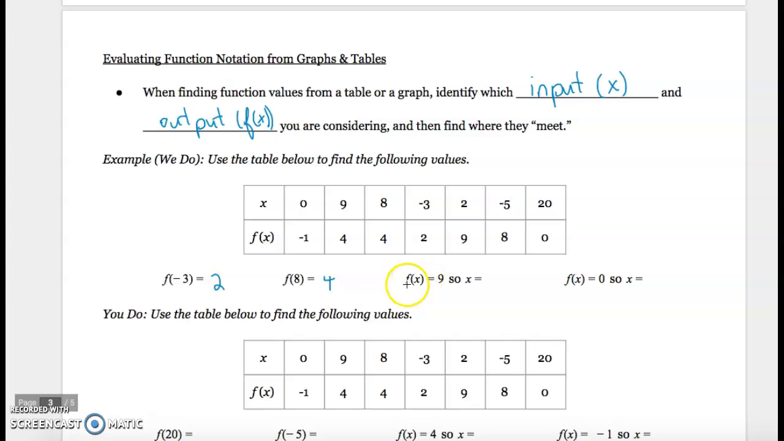In this one, it says my f of x is 9, so what would my x value be if my output is 9? My output is 9, which means my original x value had to be 2. Same thing with this next one. F of x is 0. My output is 0, so that means my input had to have been 20.